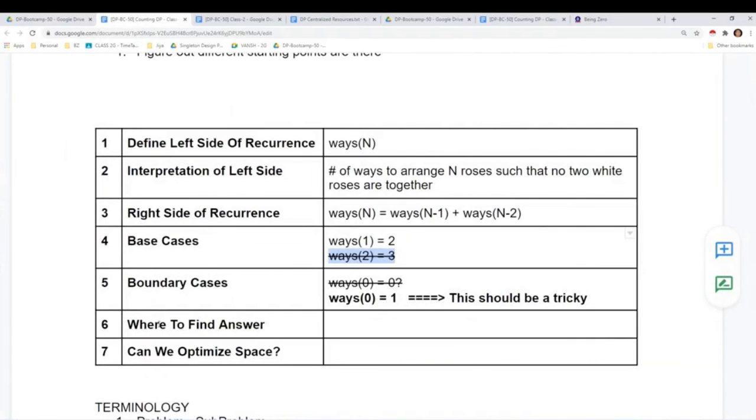Now, where to find the answer? If we want to know the answer for n is equal to 4, of course, we will be calling ways with that number. That will give us the answer. Is that making sense? Okay. So this is our first problem, just to get you started. Ways of n will give the answer.